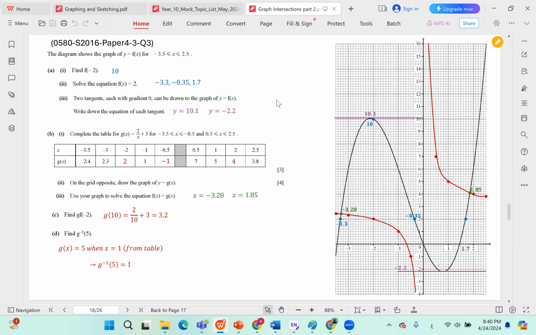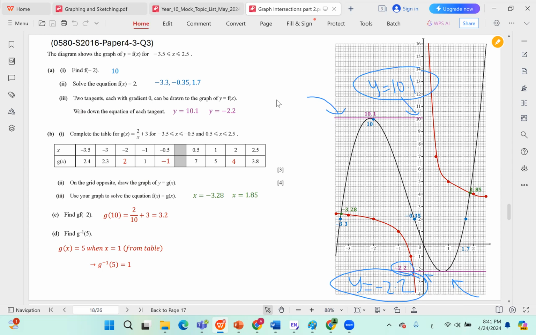So the lines that satisfy this requirement are the purple lines here. These are the horizontal tangents to the curve. We just need to know where they intersect the y-axis. So here it intersects at negative 2.2, so the equation is y equals negative 2.2. And for the other line here, it intersects at 10.1. So y equals 10.1. These are the equations of the lines that are horizontal tangents to the graph. These are written in purple next to triple I.